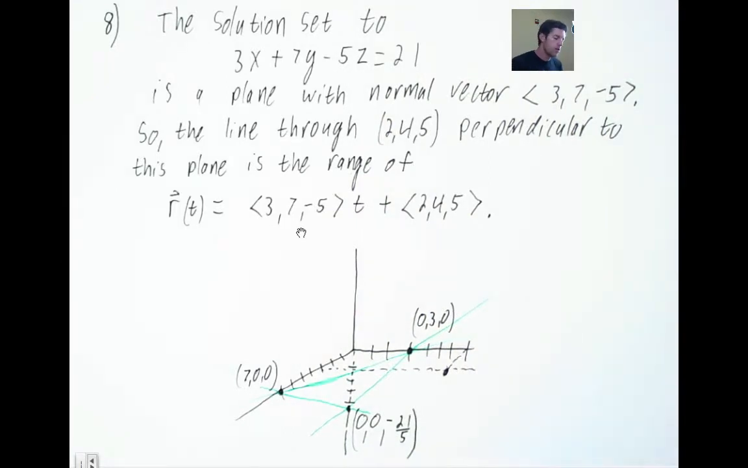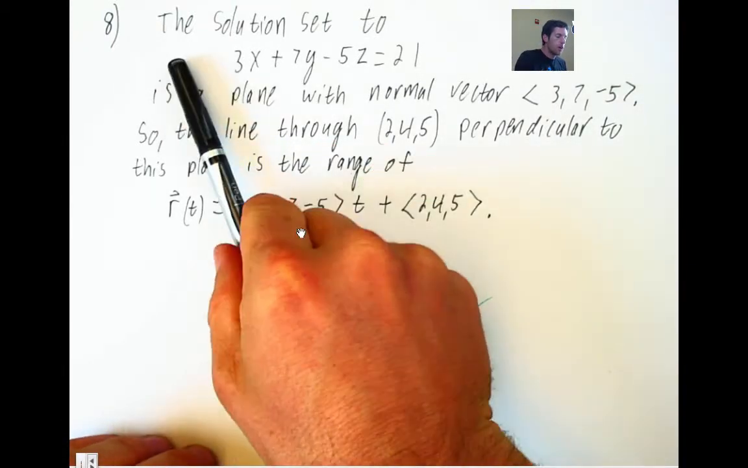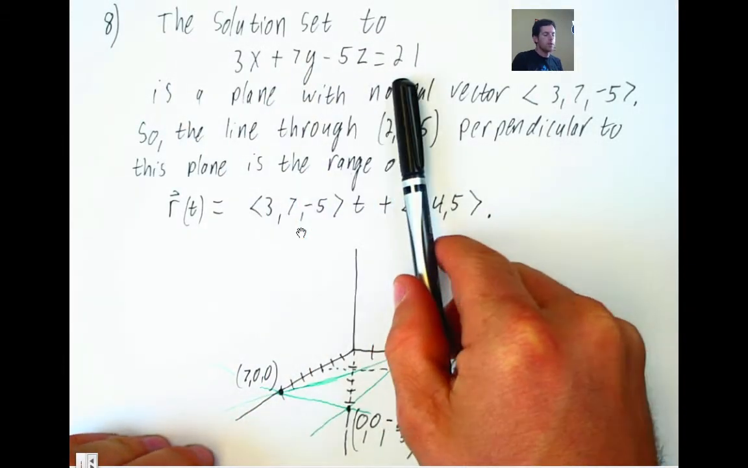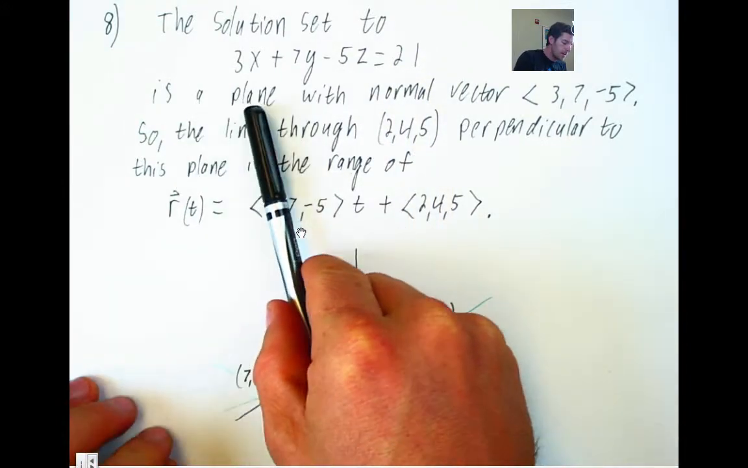I don't like to call equations planes, or I don't like to call equations geometric objects in general. I like to say that algebraic equations have solution sets, and those solution sets have visual interpretations. And so I wanted to start out my writing with the solution set, and then I wrote this algebraic equation. I say is a plane.